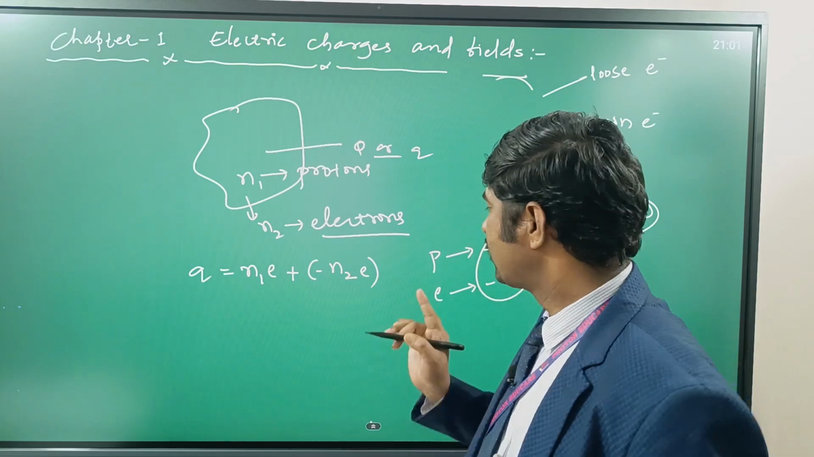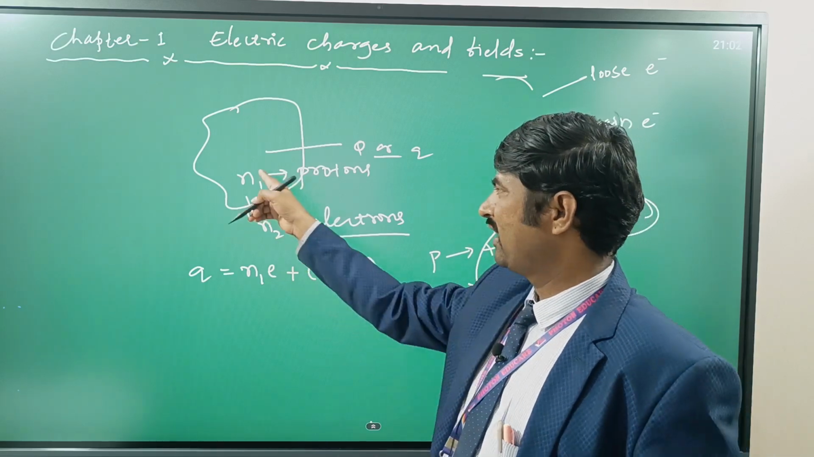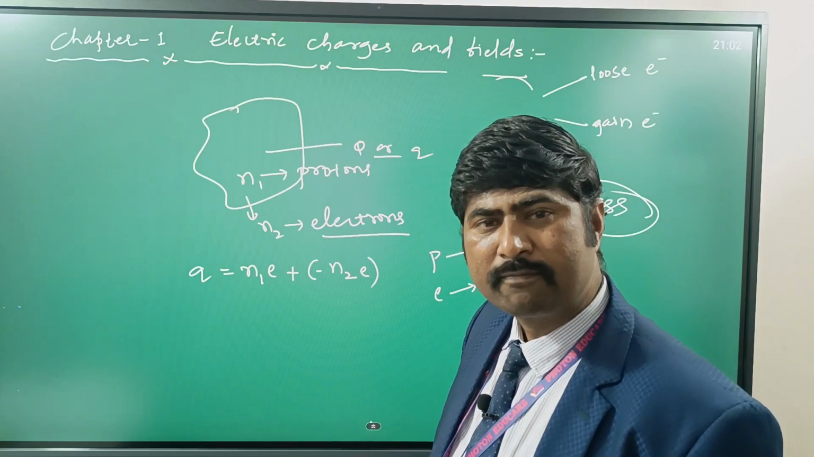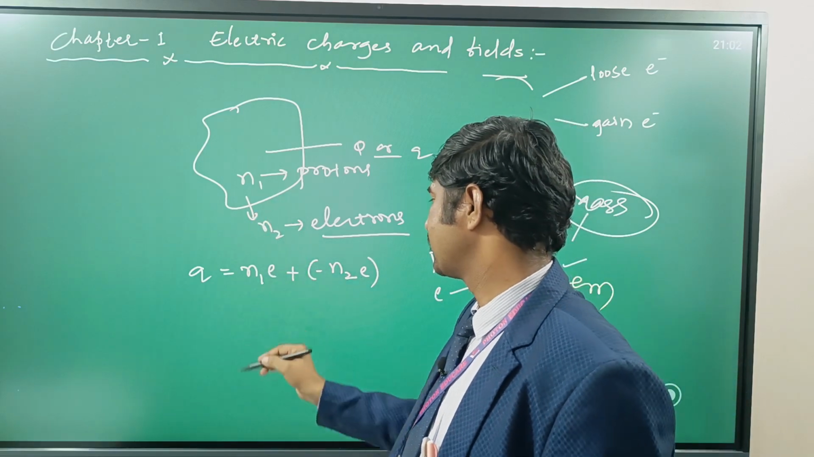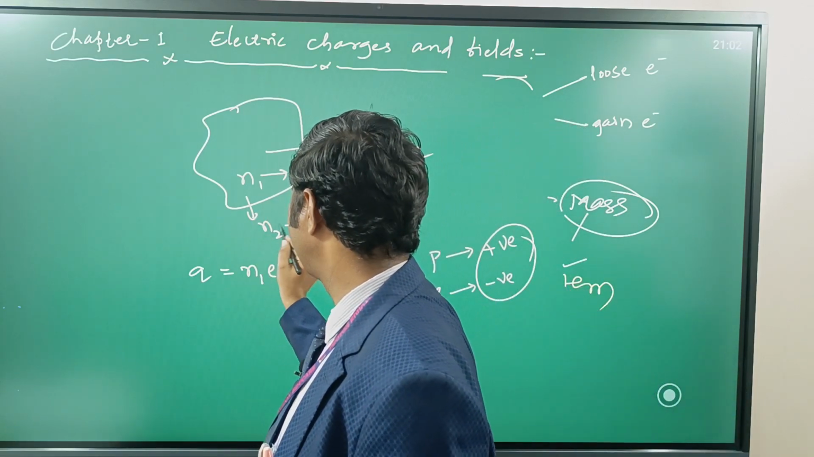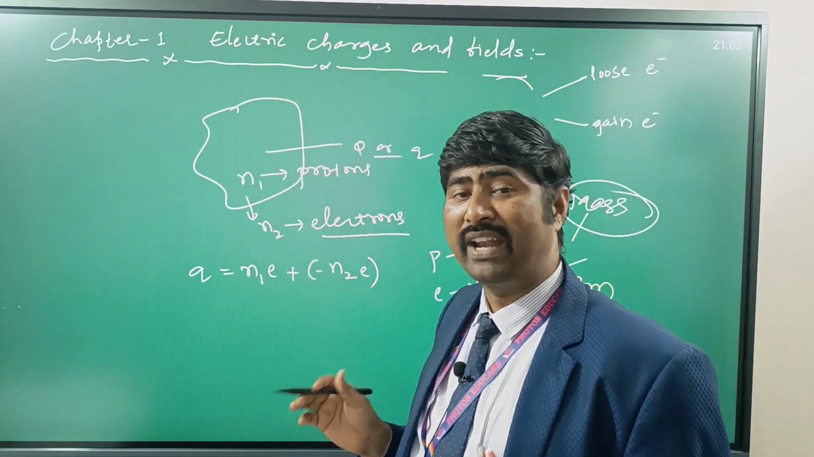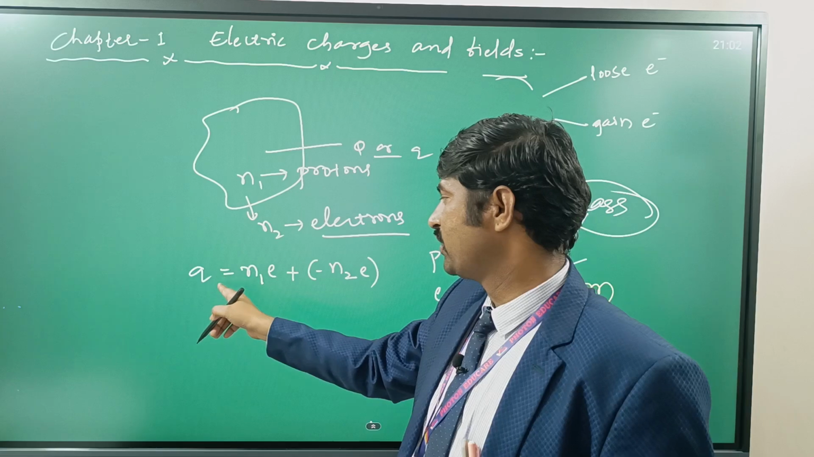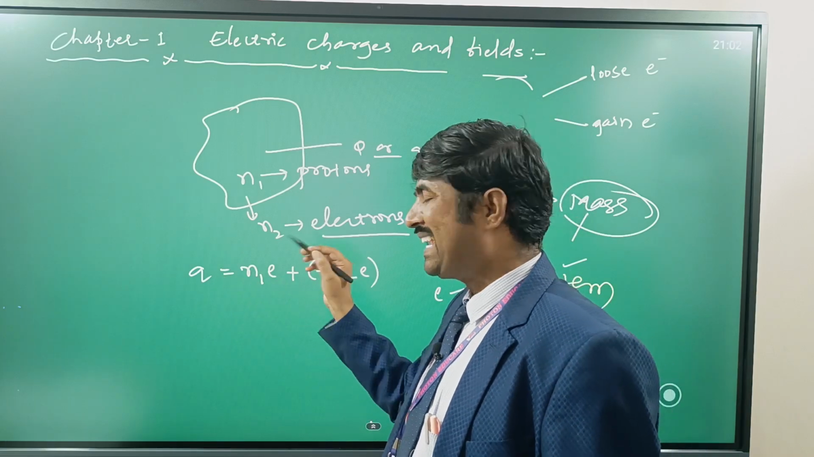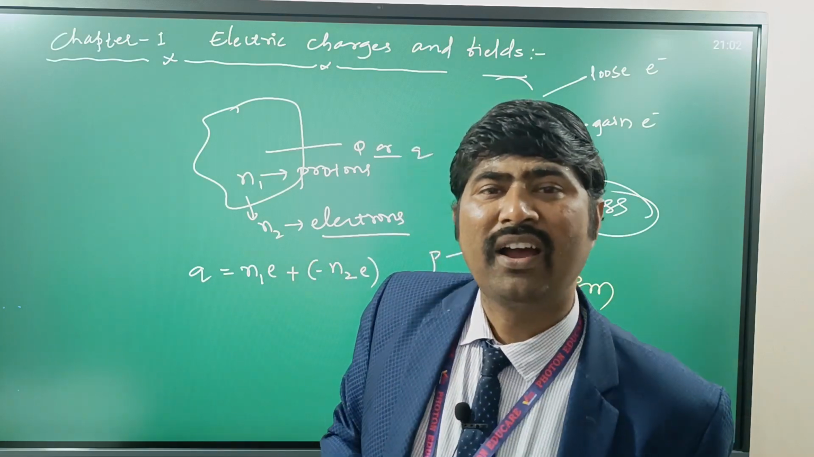Are you clear? So if the body is having N1 protons and N2 electrons, where N1 is the number of protons and N2 is the number of electrons, what is the total charge of the body? We are adding that. So Q is equal to N1 E, where E is called the intrinsic value and it is fixed.